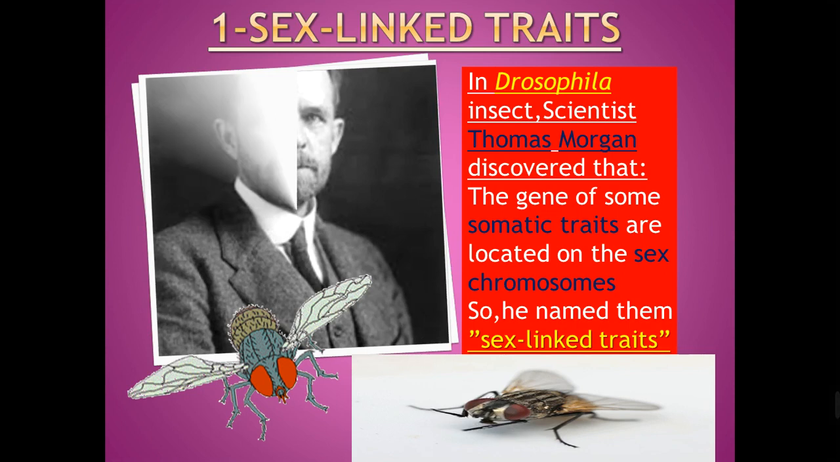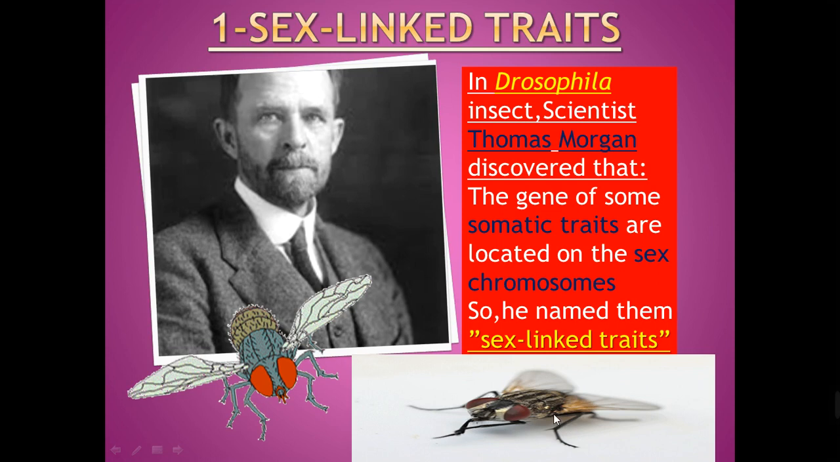The scientist Thomas Morgan studied this character, sex linked traits, in Drosophila insect, the fruit fly. He discovered that the gene that causes the eyes to be red is located on the sex chromosome, not on the somatic chromosomes. So he named them sex linked traits. Let's study it.